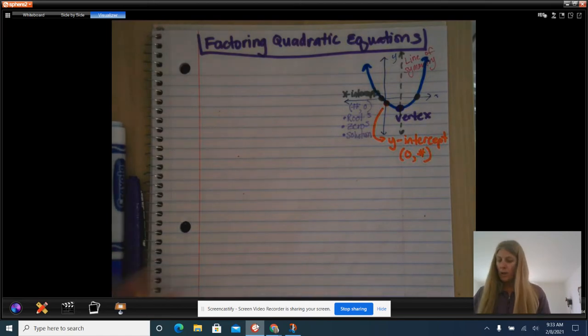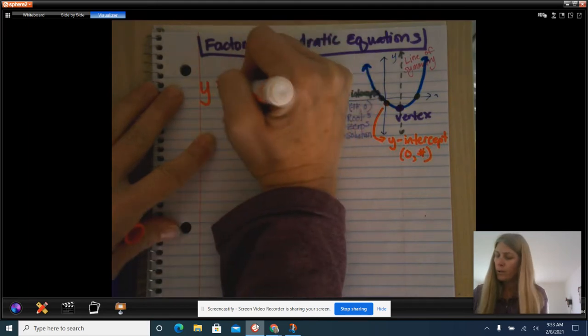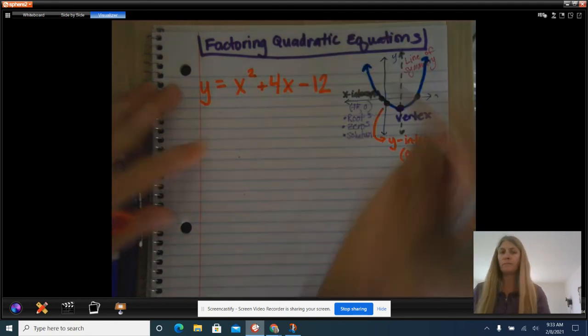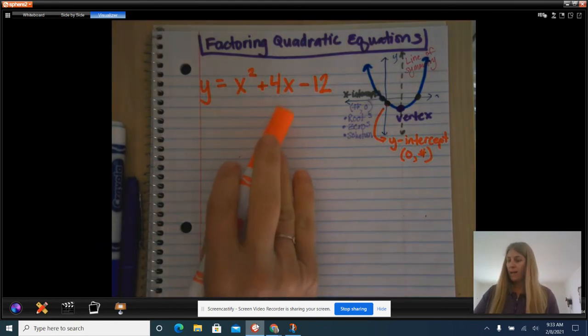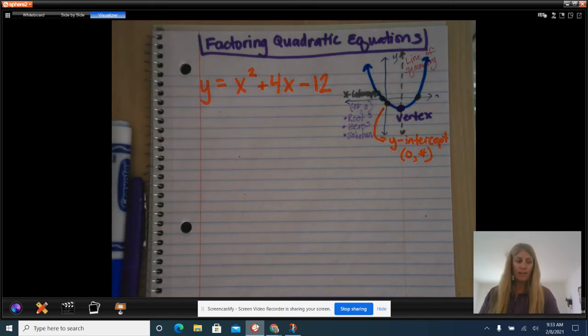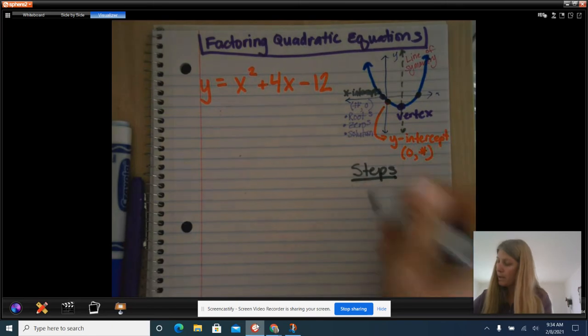Okay, so we're going to go ahead and we're going to take an equation and we are going to use that to find the vertex and the roots and the y-intercept. So our equation is y is equal to x squared plus 4x minus 12. Okay, and what we're going to do is go ahead and find out as much information as we can about this. And we're going to be going through all of the steps to go from here and to factor it, which is to find the roots. So here is step number 1.